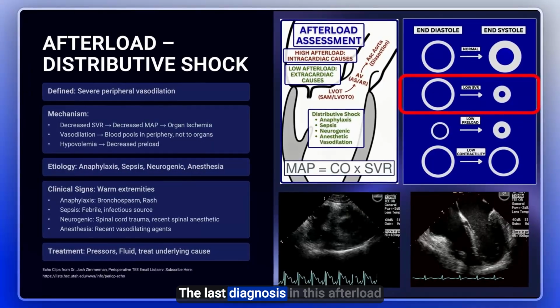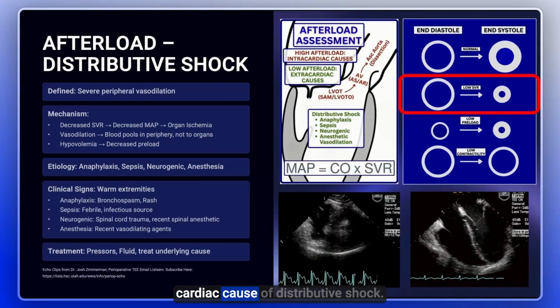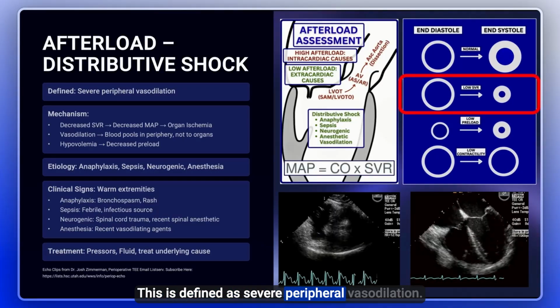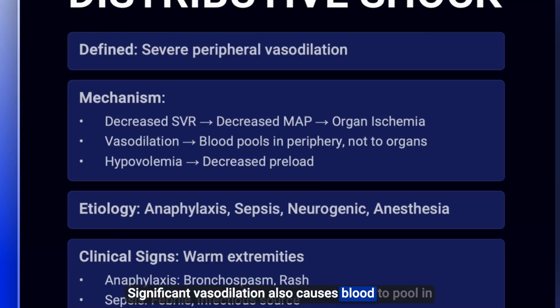The last diagnosis in this afterload category is the possibility of this extracardiac cause of distributive shock. This is defined as severe peripheral vasodilation. Decreased SVR leads to decreased mean arterial pressure, and low mean arterial pressure causes organ ischemia. Significant vasodilation also causes blood to pool in the periphery and not necessarily be sent to organs. Initially, you can have relative hypovolemia, which causes a decreased preload to the heart.